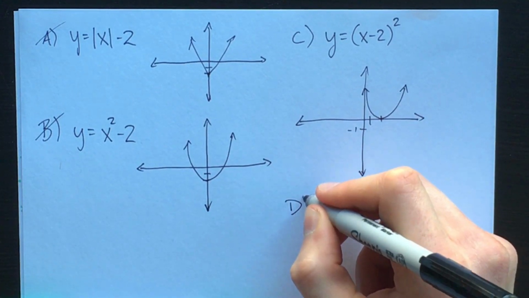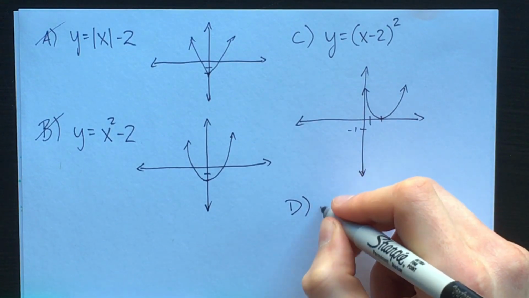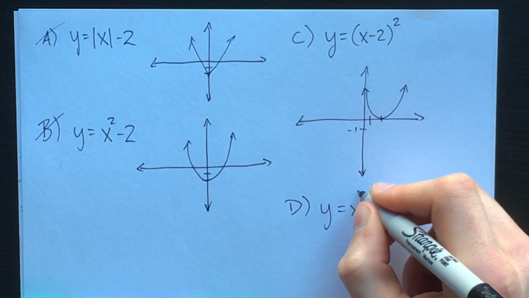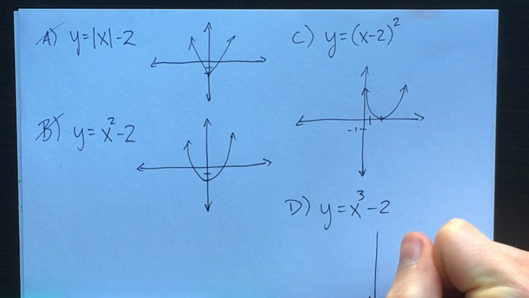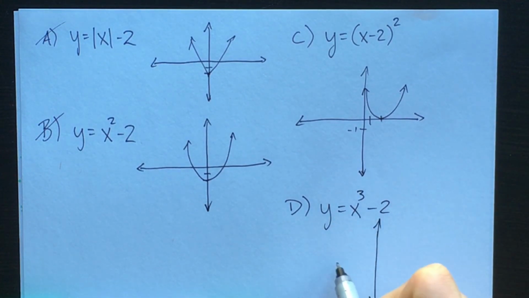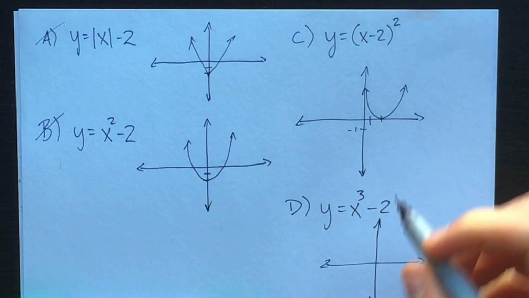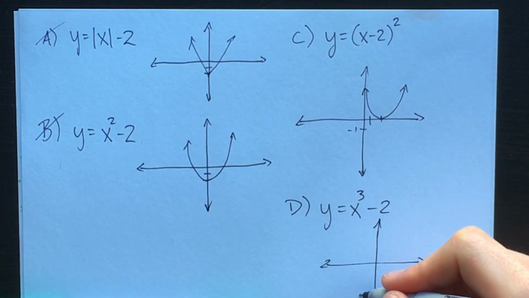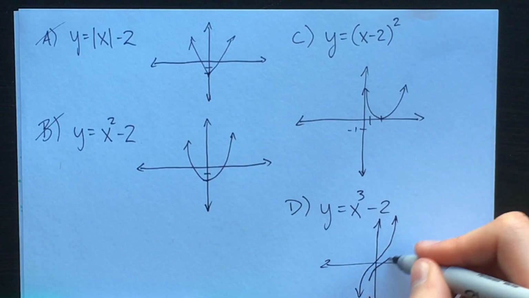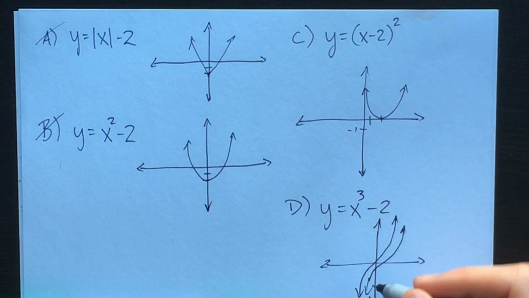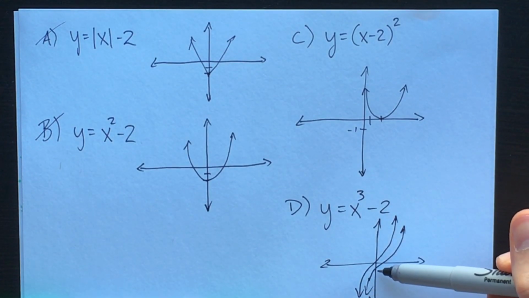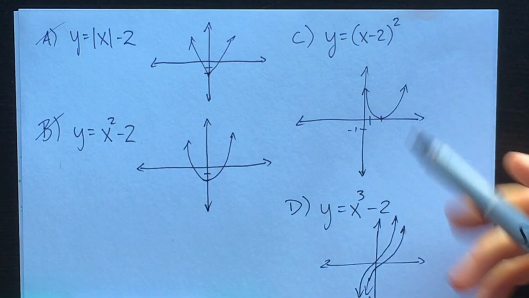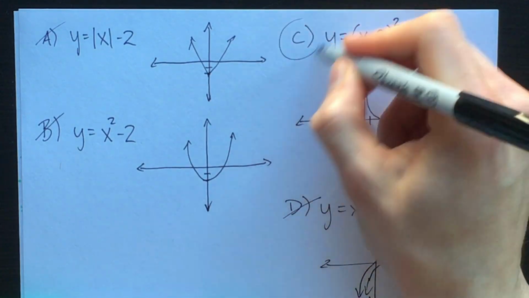So D is y is equal to x to the 3 minus 2. This is a cubic function, and a cubic function is going to go forever up and down. It's going to look something like that, and it's just going to be shifted down 2, so it's something like this. But point being, it still goes down forever, so it's definitely going to have y values smaller than -1. So C is our only option.